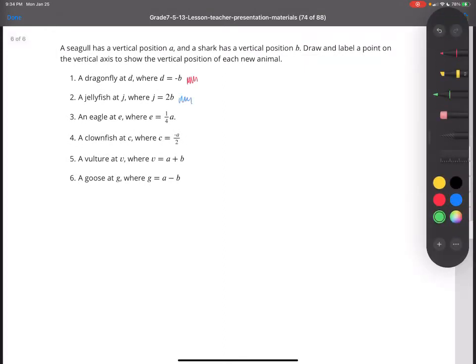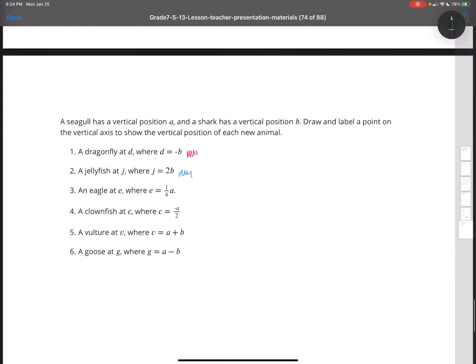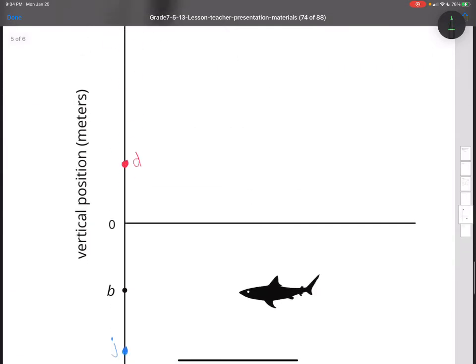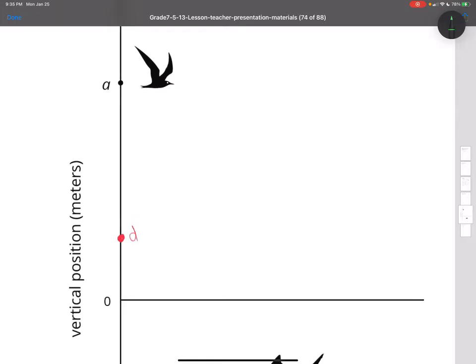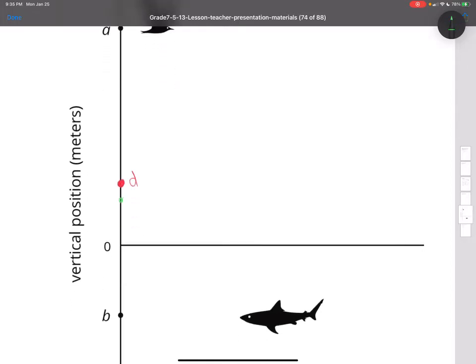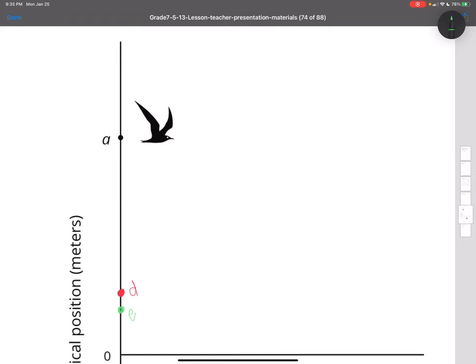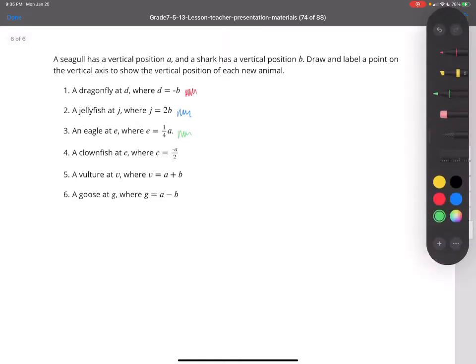Moving on to the third one. It says an eagle at E, where E is 1/4 of A. E is 1/4 of A. So let's see where A is. A is the seagull. So E is 1/4 of that. E would be close to D, but not that close. 1/4 of A, and that would be E. And like I said, guys, these are just estimates. If I saw a student put E above A, I would say that's definitely wrong. These are just educated estimates.